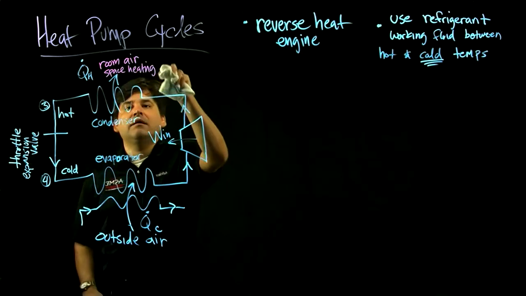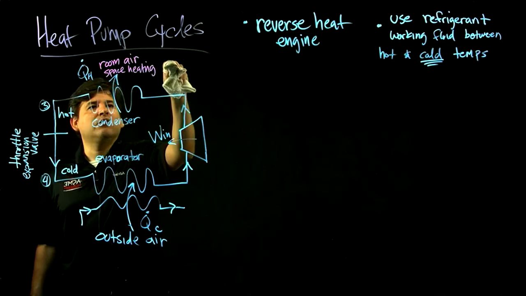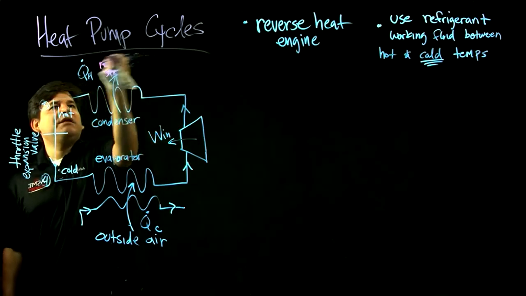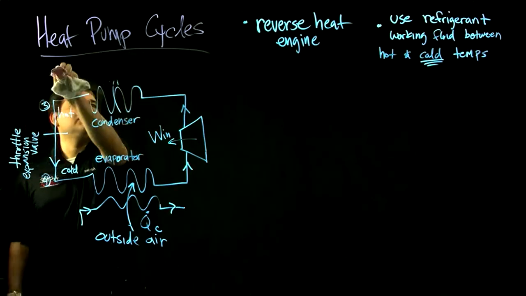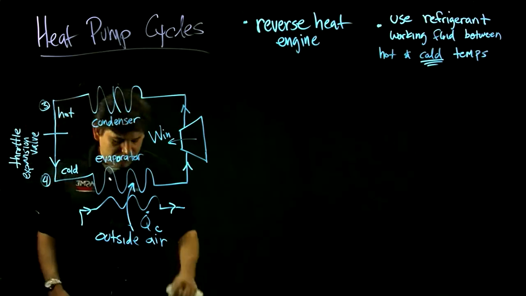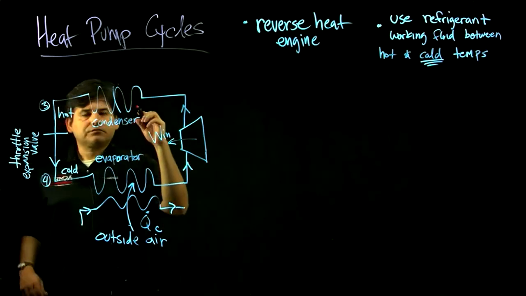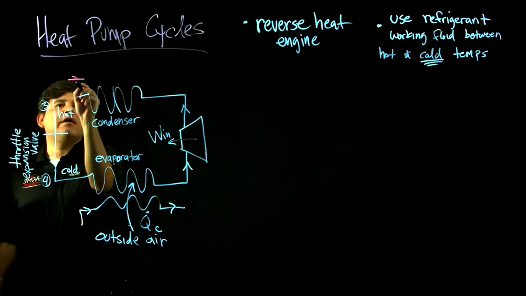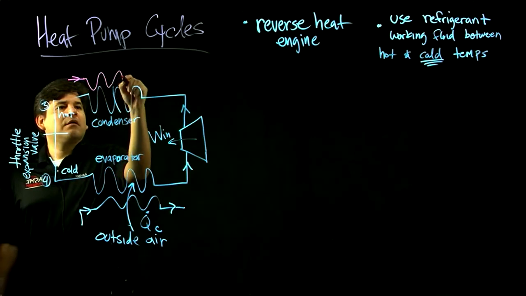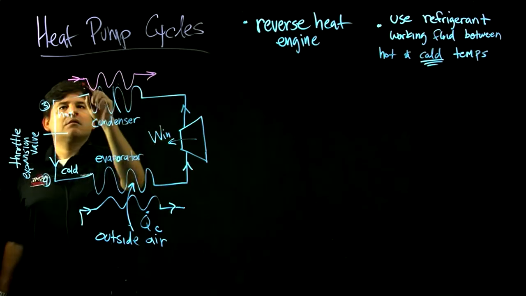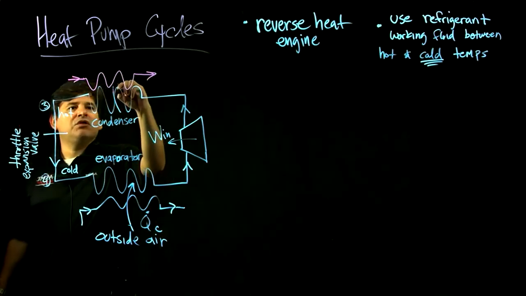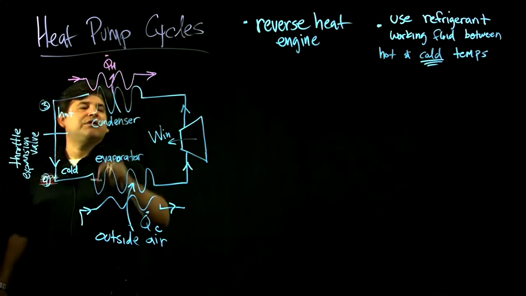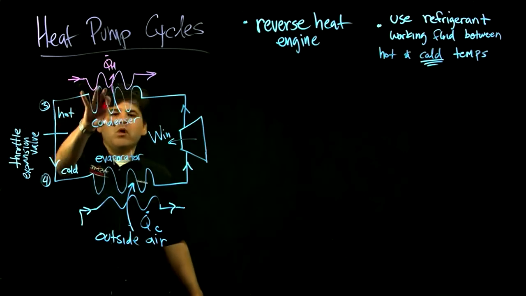And let me make more room for the details. We're going to put some numbers on all of this stuff. So that's the objective, is room, air, space heating. And let's put some numbers on it. So at the room, let's call it a return of air. So this will be some QH, heat transfer at high temperature. And that's what we want for this heat pump.